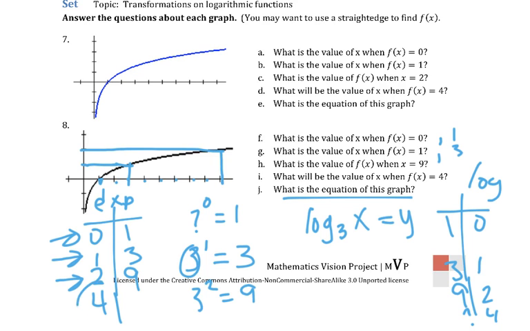Now, how can we use that to figure out the 4 here? Well, what's 3 to the 4th? That would be 81. So 81 would take us clear to 81 to get to 4. And there's our answer on that one.